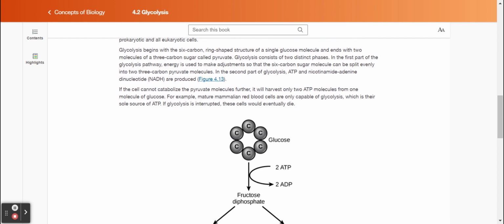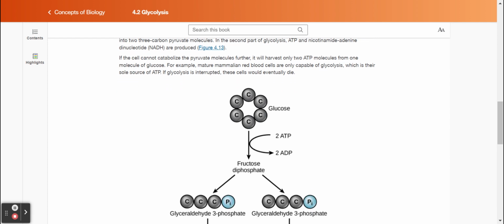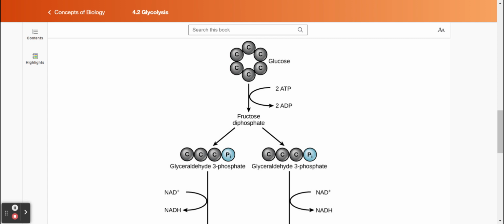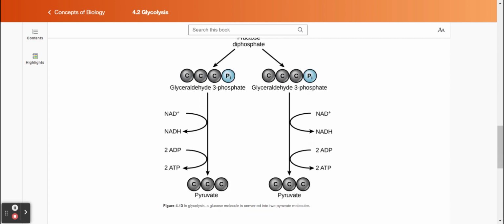If the cell cannot catabolize the pyruvate molecules further, it will harvest only two ATP molecules from one molecule of glucose. For example, mature mammalian red blood cells are only capable of glycolysis, which is their sole source of ATP. If glycolysis is interrupted, these cells would eventually die. Figure 4.13. In glycolysis, a glucose molecule is converted into two pyruvate molecules.